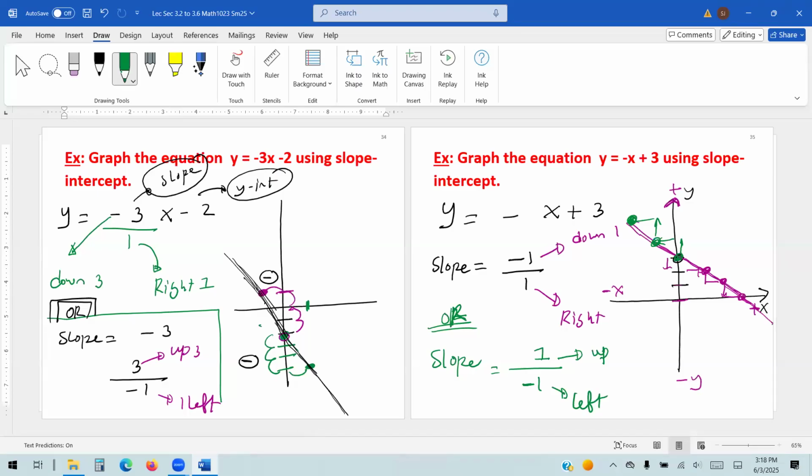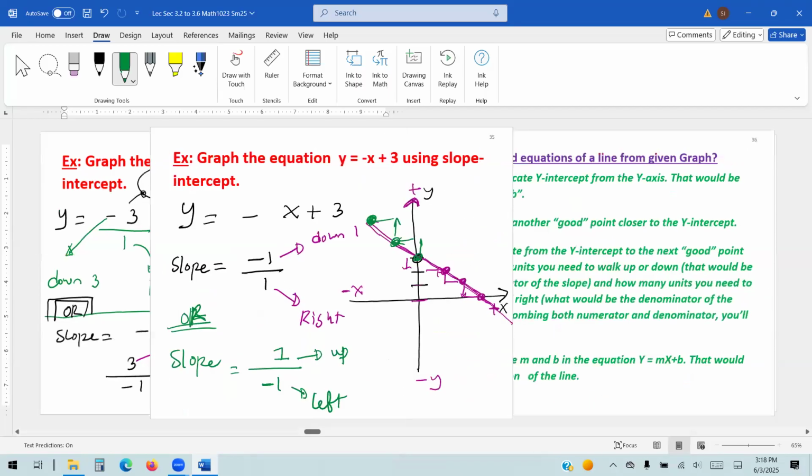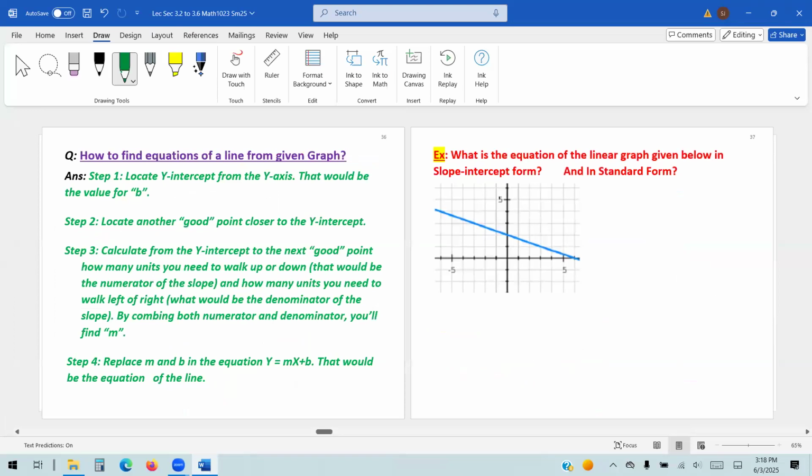Okay. So we learned graphing lines by using x and y intercept, by plotting 2 points, and then from using slope and y-intercept, right? We learned all 3 methods. Now you're going backward. What if the line is given? We have to find the equation from the graph. For example, here. The line is given. Our job is to find the equation of the line in 2 formats. First in slope intercept format, and then in standard format.